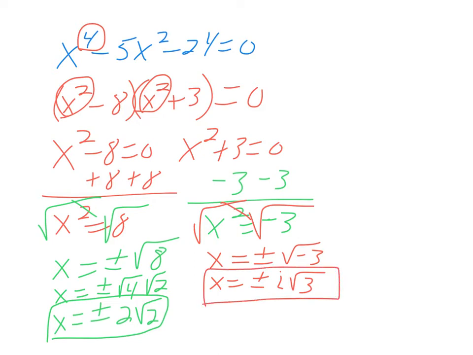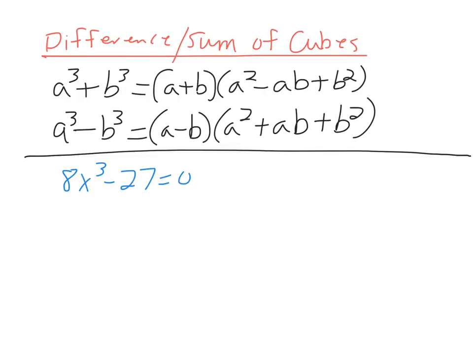So again, I have 4 answers. Positive 2 square root of 2, negative 2 square root of 2. Positive i square root of 3, negative i square root of 3.